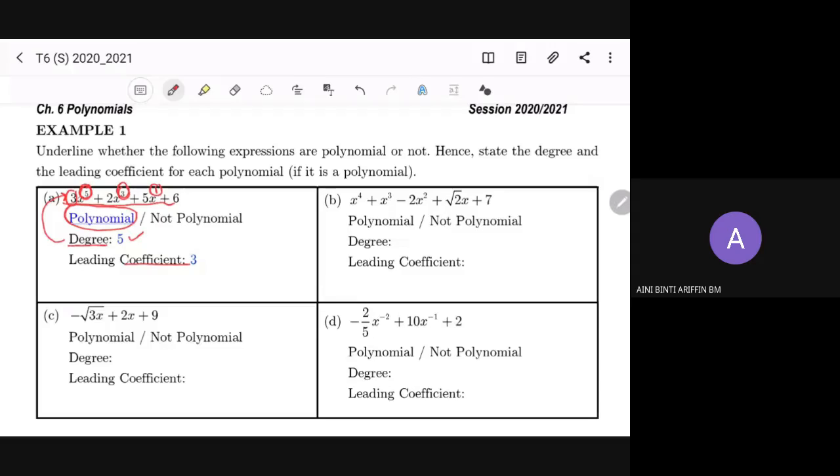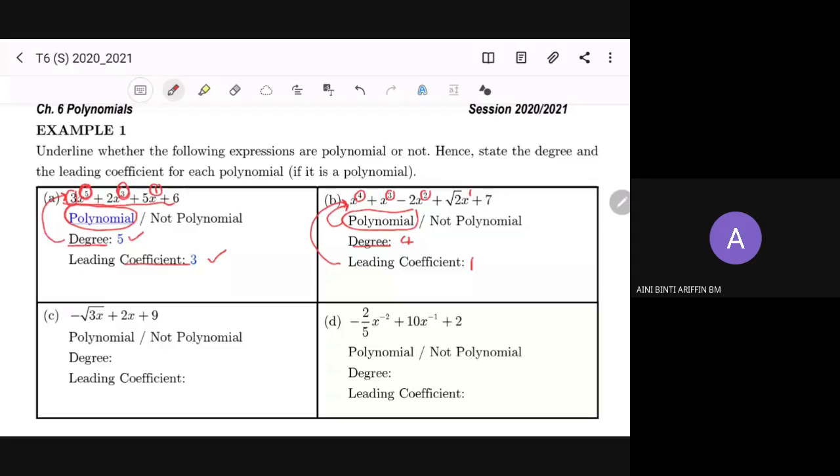Okay, next for part B, we have x power of 4, x power of 3, power of 1, power of 2, power of 1. So this is also a polynomial. And for degree, we refer to the power of the x, the highest power. So degree of 4. And leading coefficient is the coefficient of the highest power. So for this case, the answer is 1.